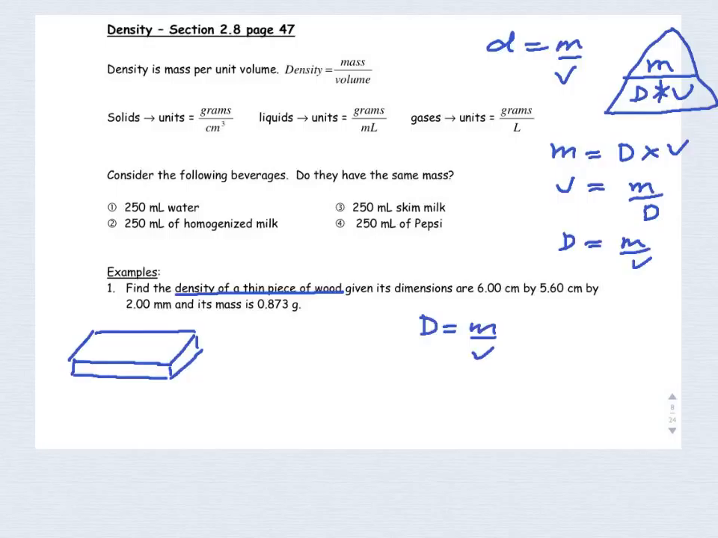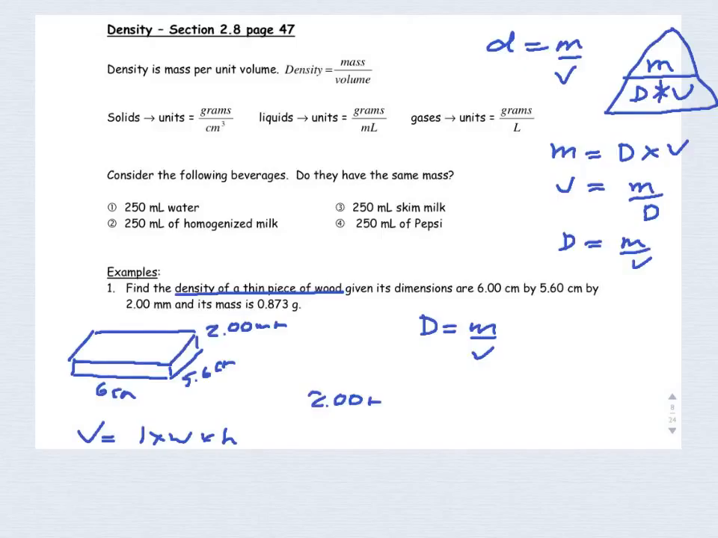So we have a 6 centimeter long piece of wood, a 5.6 centimeter piece of wood, and we have a 2 millimeter, watch your units, 2 millimeters. You should immediately know you're going to have to change your 2 millimeters into centimeters to be able to find your volume. Volume is going to equal length times width times height, if it's a nice perfect little cube like this. So 2 millimeters, if you have to go off to the side and do that in your head, or do it on paper, you need to divide that by 1,000.